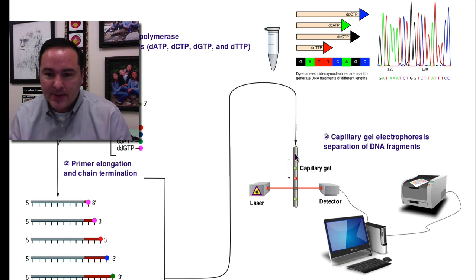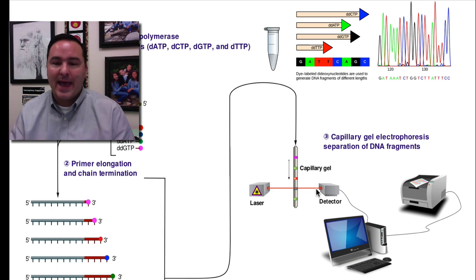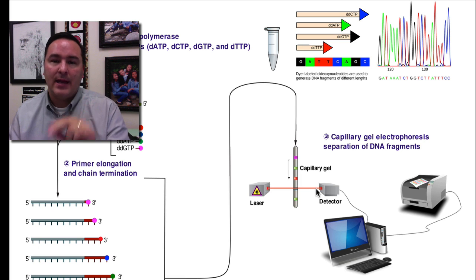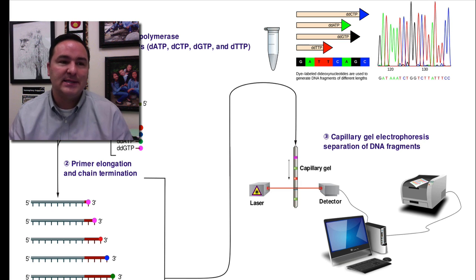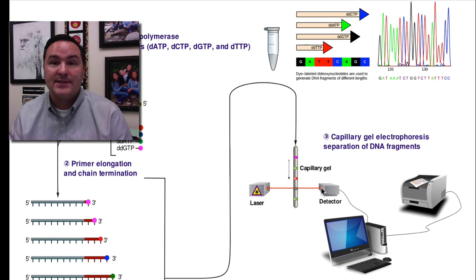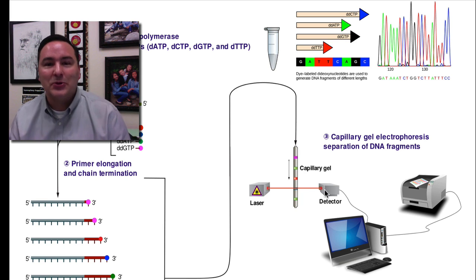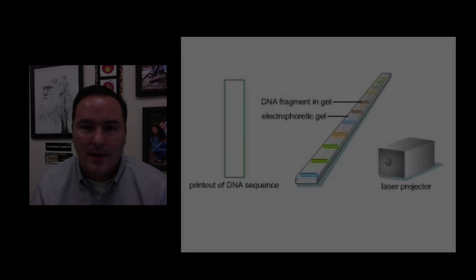So as they're coming down the gel, there's a laser that can read that dyed ending nucleotide, that nucleotide that's a ddNTP that has that fluorescent dye on it, and the detector then can detect the peak and then translate that into the actual nucleotide, whether it's an A, a G, a C, or a T.